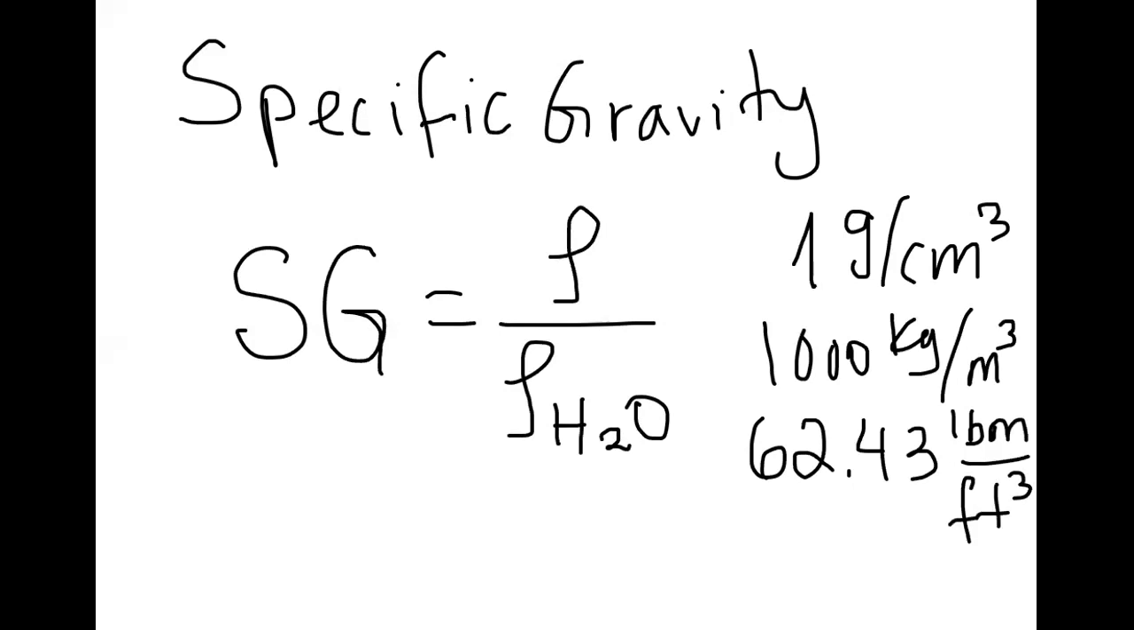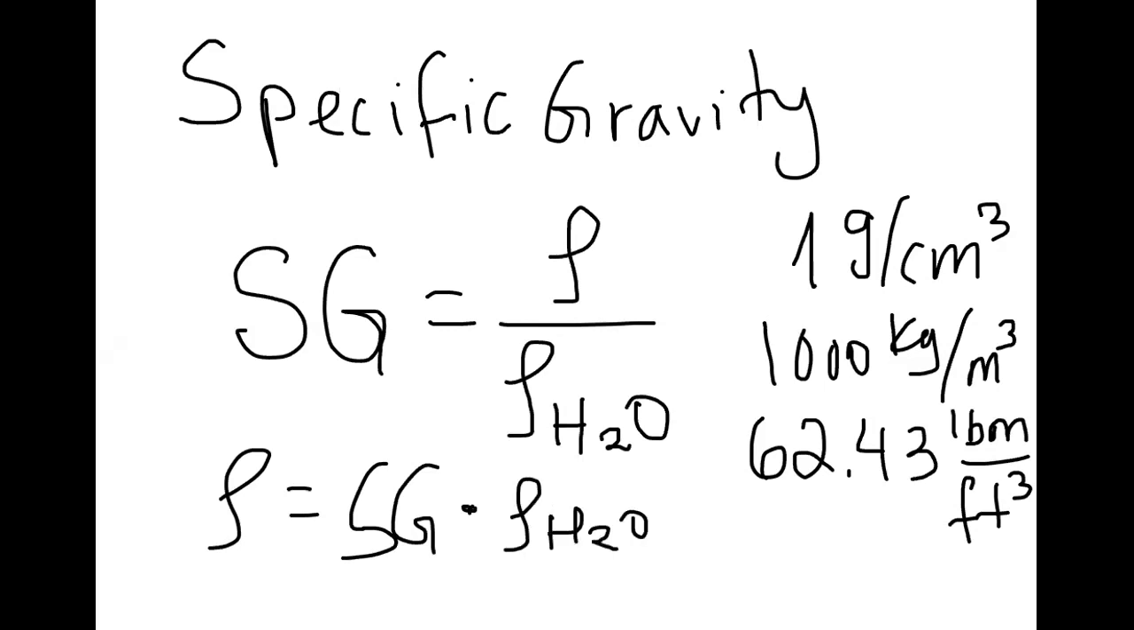So if you want the density for any given substance, what you're going to do is multiply the specific gravity, if you are given the specific gravity, times the density of H2O, of water, and then you can have the actual density of this substance.